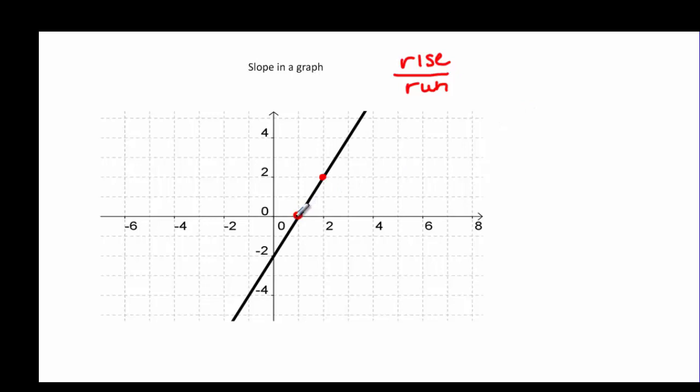So I'm going to look at this graph and I'm going to say, okay, well, I went 1, 2 to get across from that other point. So my rise was 2. And it was up to get to the next point from left to right. And then I went over 1 to the right, which is a positive 1. So that means that my slope would be 2.